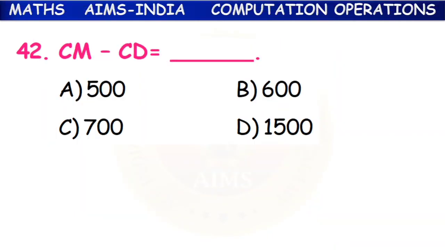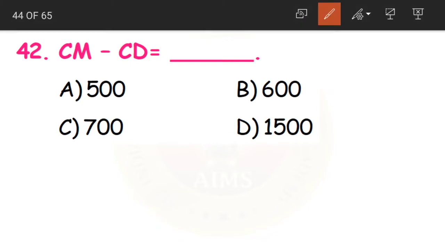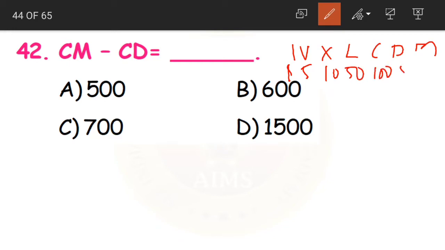Yes. Next question. CM minus CD is equal to. See children, if you remember the Roman numbers I, V, X, L, C, D, M, what are the values? 1, 5, 10, 50, 100, 500 and 1000. Now CM, what is this? C is 100, M is 1000.